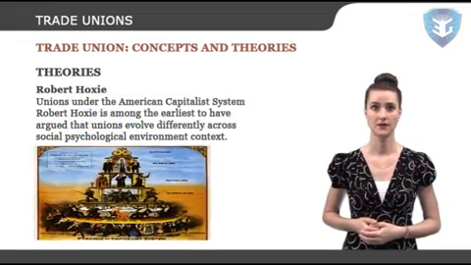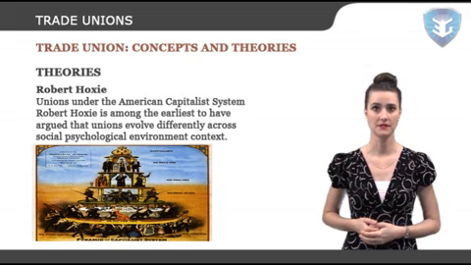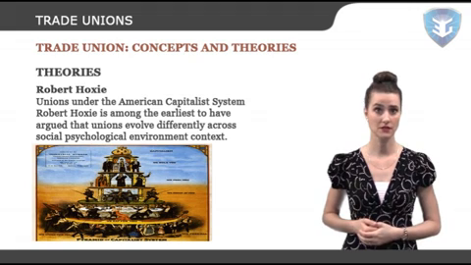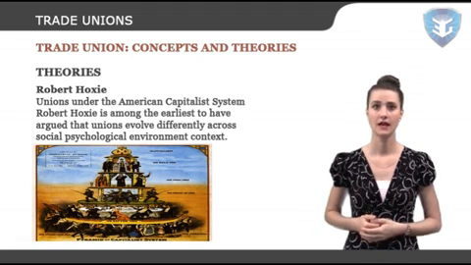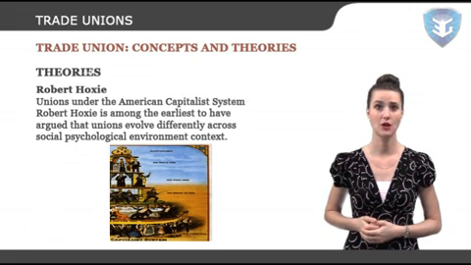Robert Hoxie. Unions under the American capitalist system. Robert Hoxie is among the earliest to have argued that unions evolved differently across social and psychological environment contexts. He considers American unions less dogmatic and more pragmatic and opportunist.